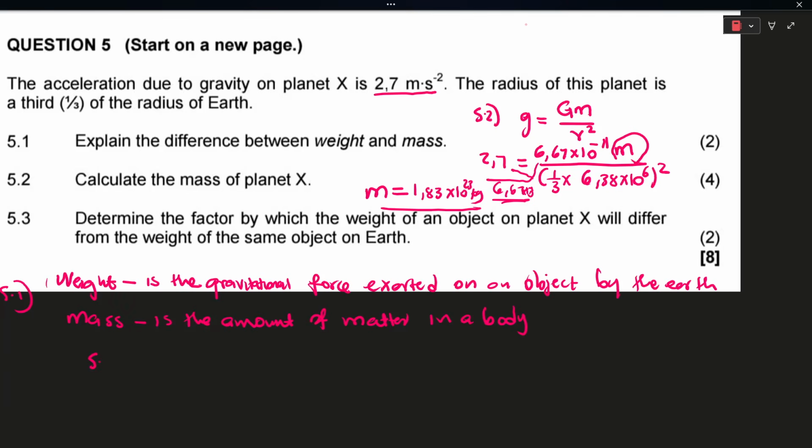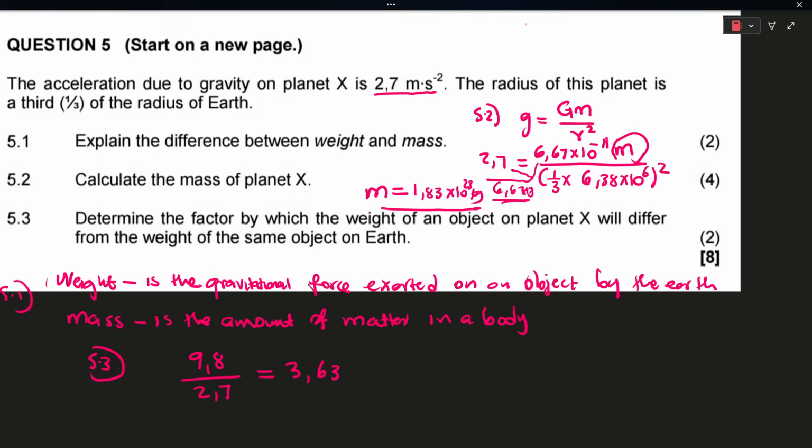Now, let's take our last question on this part. Determine the factor by which the weight of an object on planet X will differ from the weight of the same object on Earth. So this one is easy. You take your gravitational acceleration. It will be 9.8 over, what is the acceleration we're given? It is 2.7.